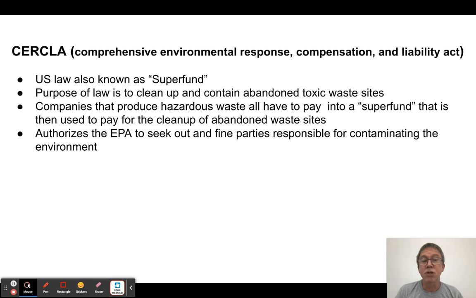Now, this one's pronounced CERCLA, okay? Comprehensive Environmental Response, Compensation and Liability Act. You know what? Don't even bother. Just remember CERCLA. Now, CERCLA, here's what you want to do. Okay, so it'd be really easy to confuse here. Maybe this will work for you, maybe it won't.